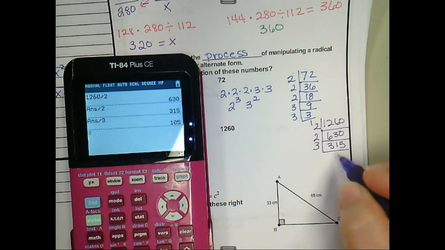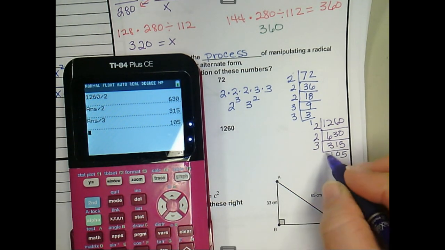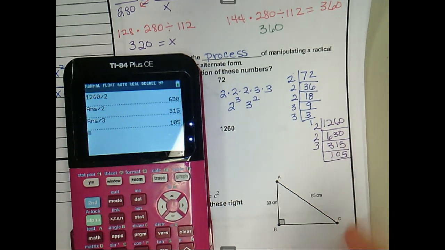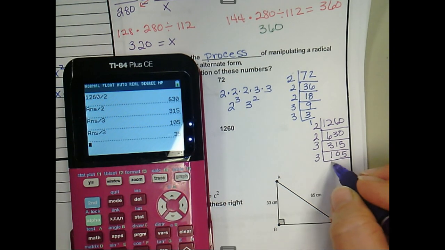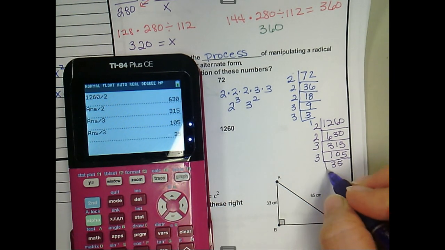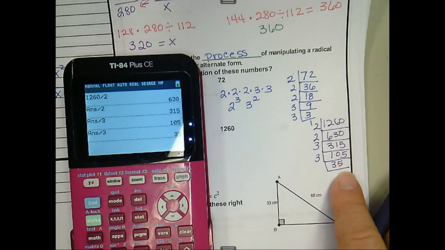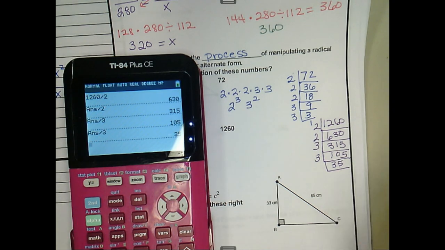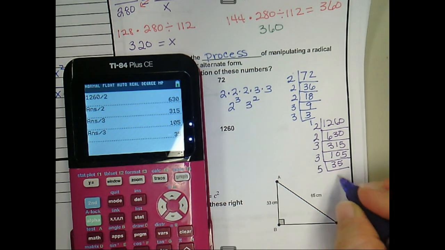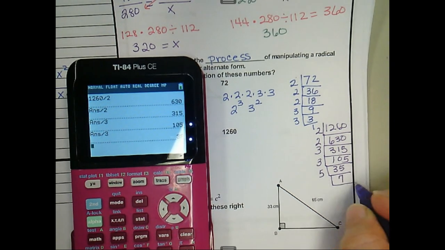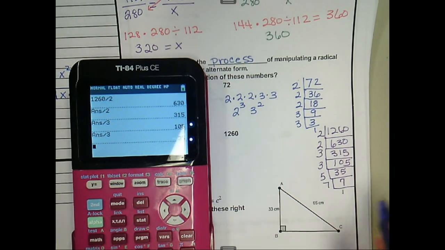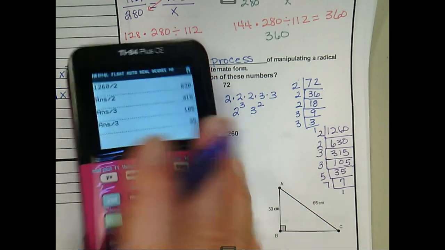I get 105. 1 plus 5 is 6. I can divide it by 3 again, because 6 is divisible by 3. I've got 35. Guess what? 3 plus 5 is 8. Cannot divide it by 3. So I go up to 5. 5 is my next prime. I can divide it by 5. I get 7. 7 is a prime. 7 divided by 7 is 1. 1, and we're done.